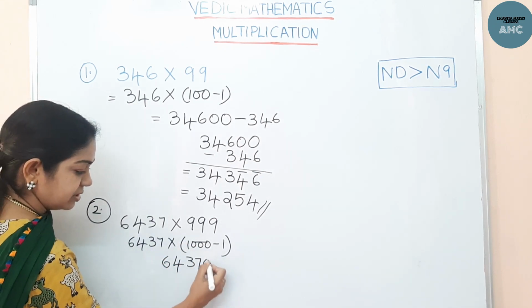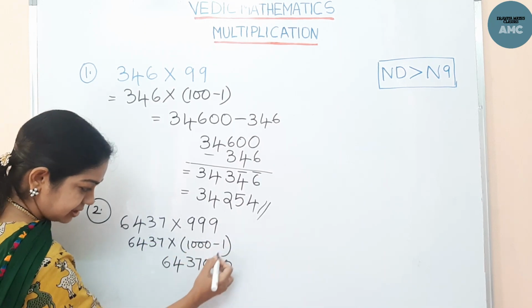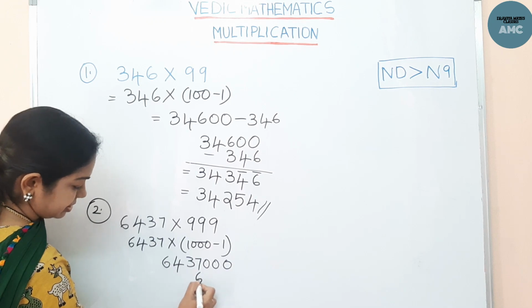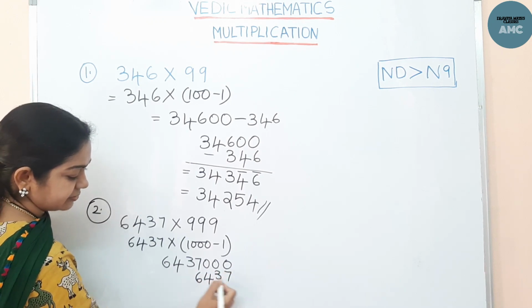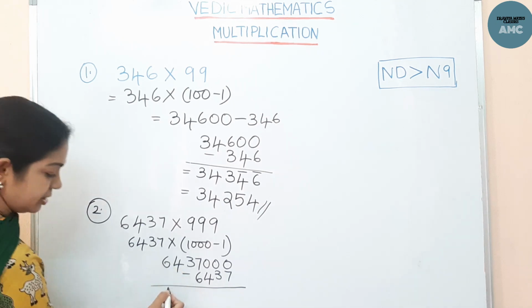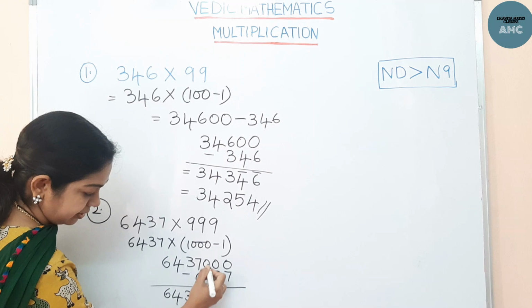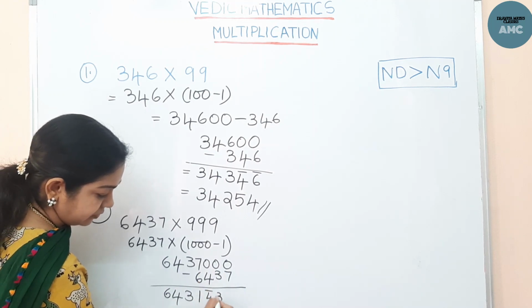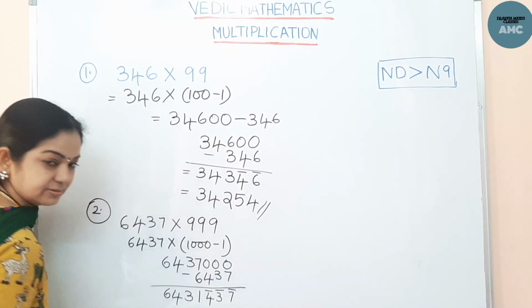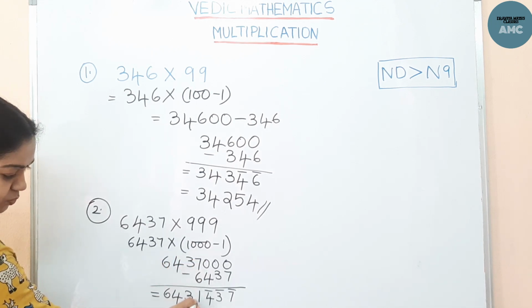Now you can write this as 6437 attached with 3 zeros. If you multiply this with this, it comes to 0. Subtracted by again 6437, right? You can do the vinculum now. Here 6, 4, 3, 1. Here 4 vinculum, 3 vinculum, 7 vinculum. I wrote 6, 4, 3, 1.